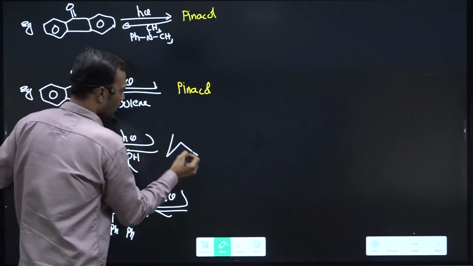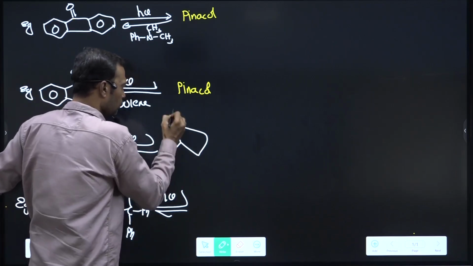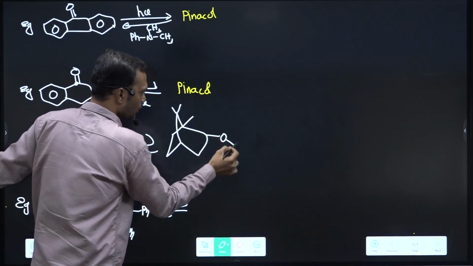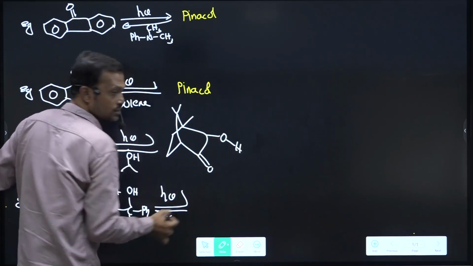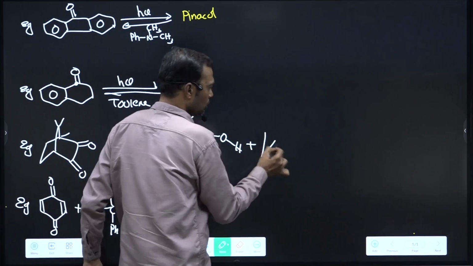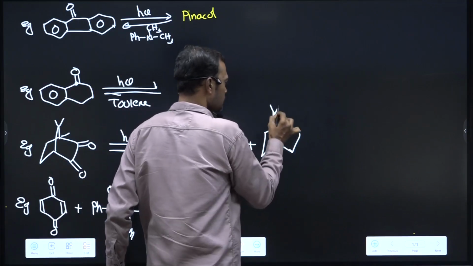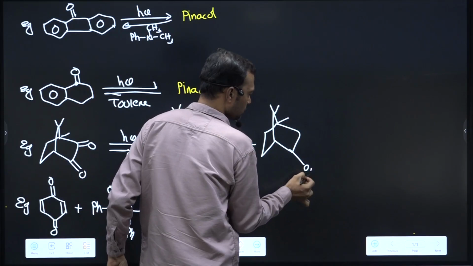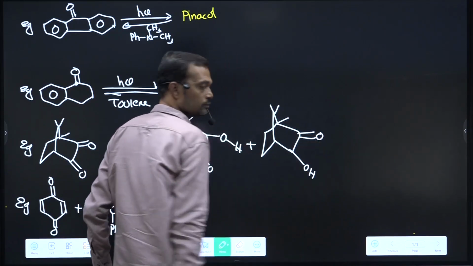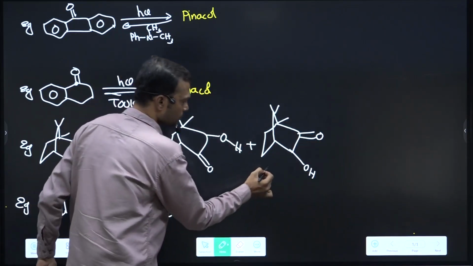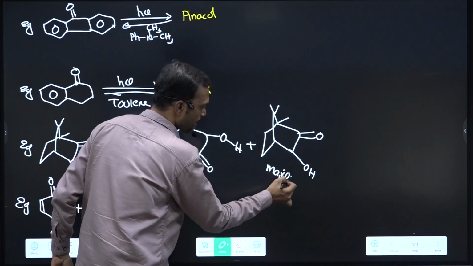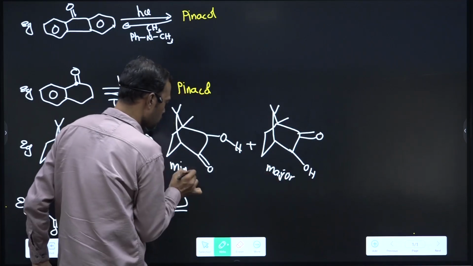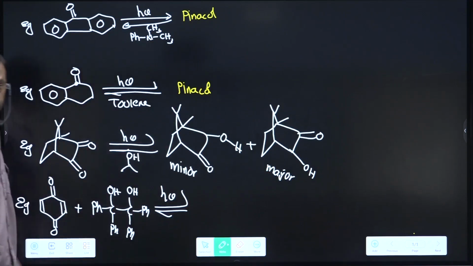Now, whenever a 1,2-dione is given, at that time only one carbonyl group is going to be reduced. This is the answer. So, both are possible. Reduction is predominant from the sterically less hindered face. This is OH and this is one. So, this is found to be major. This is found to be minor. Photo reduction occurs from the sterically less hindered face.